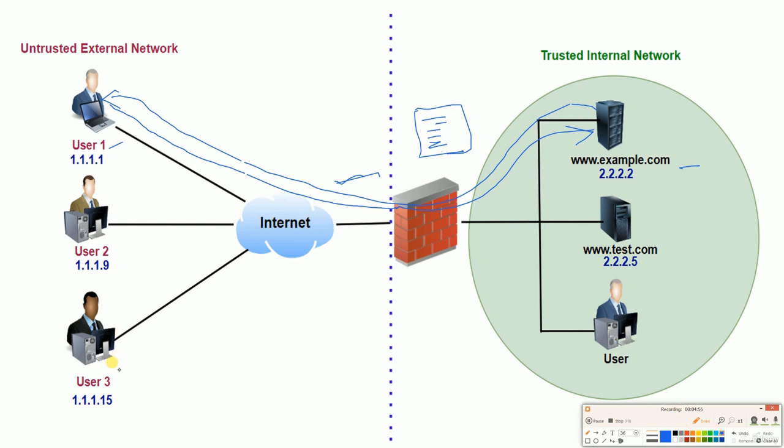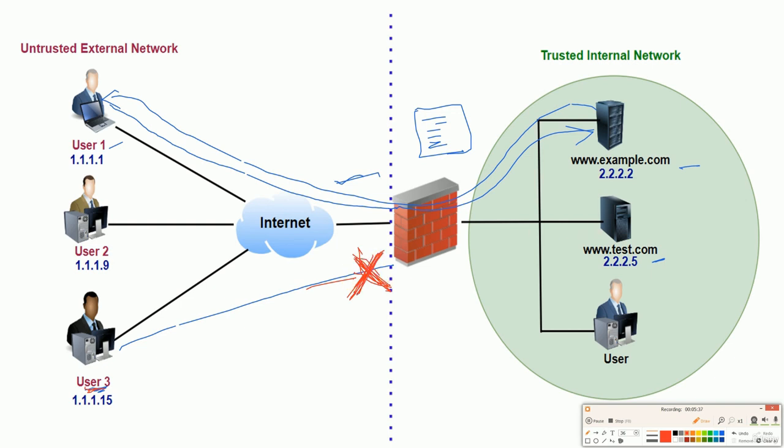However, let's consider that user 3 wants to connect to test.com, and when his request comes through the firewall, maybe there is no valid rule to allow this user's traffic to access test.com. Then what happens? Or if there is a rule to deny, in both ways, either there is no valid rule to allow the traffic to pass in, or there is a rule to deny the traffic coming from user 3, in both cases this request would be denied, and he will not be connected to the application.